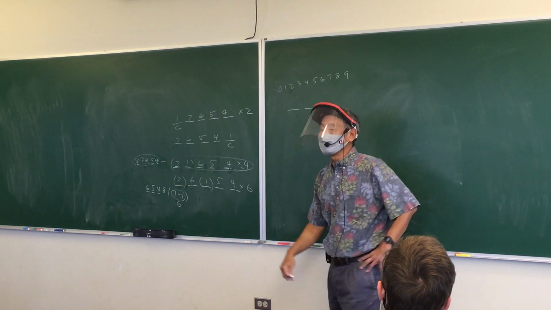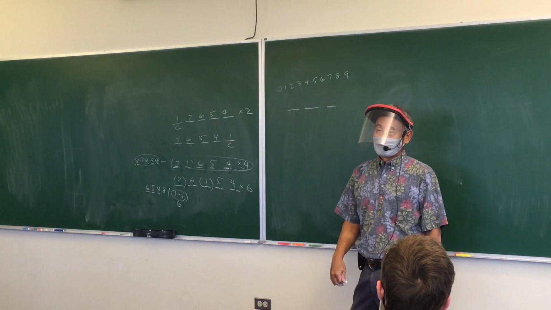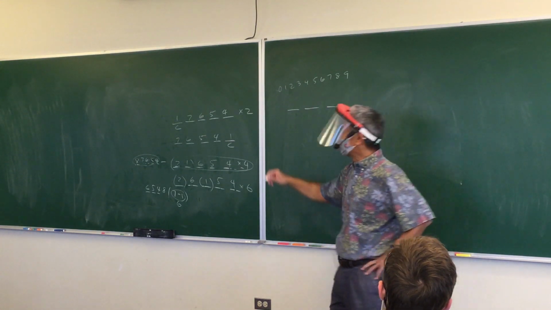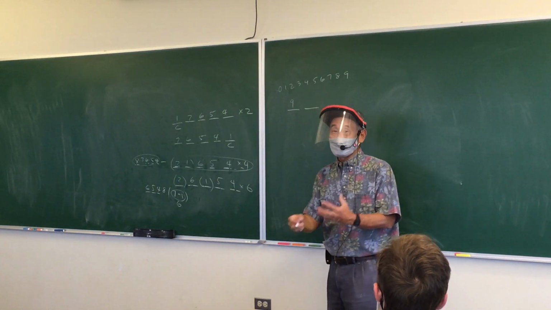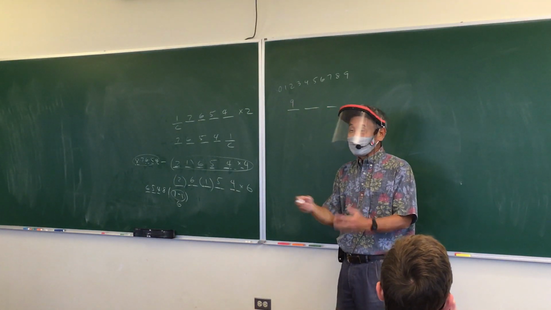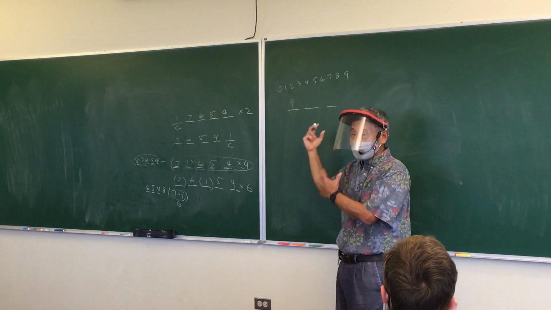10. No. How come it's not 10? It's 9. That's right, it's 9. How come 9? Because 0 cannot be the first digit. Because if 0 is the first digit, then it's a 2-digit number.